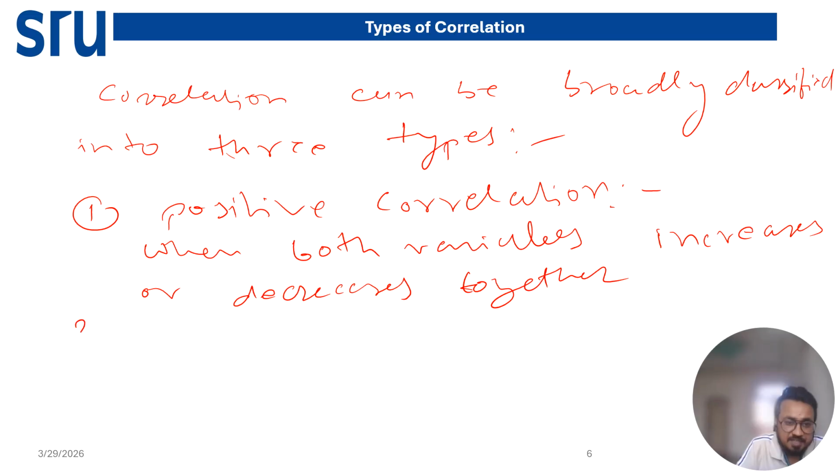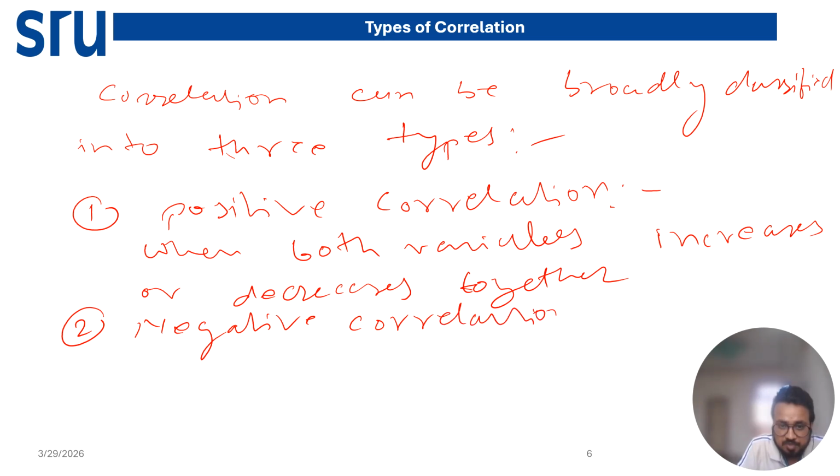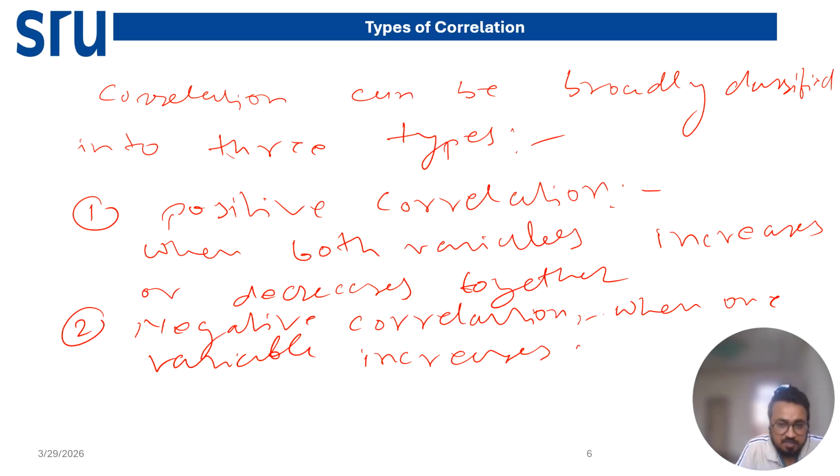Second one is negative correlation. What is this? When one variable increases while the other decreases, right?